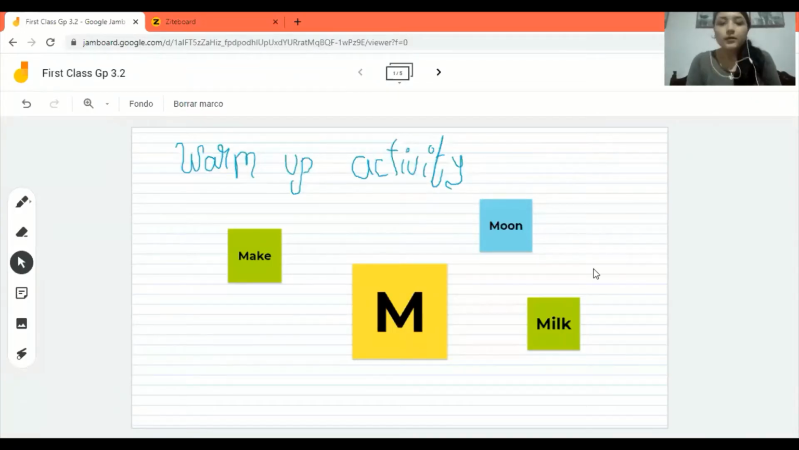We are going to start with a warm-up activity called word lining. It consists of me giving you a letter. In this example, you can see the letter M, and you have to think of words that begin with that letter. In this case, make, move, need. It can be nouns or verbs, as you prefer. And you have 2 minutes to complete this activity.